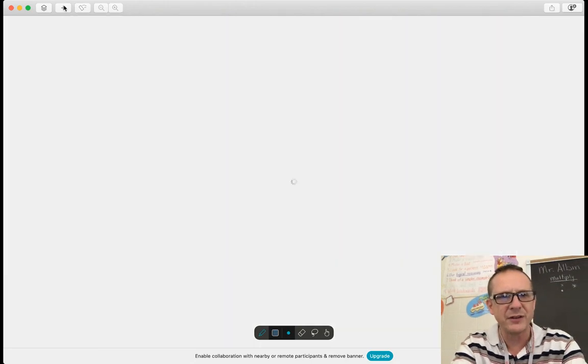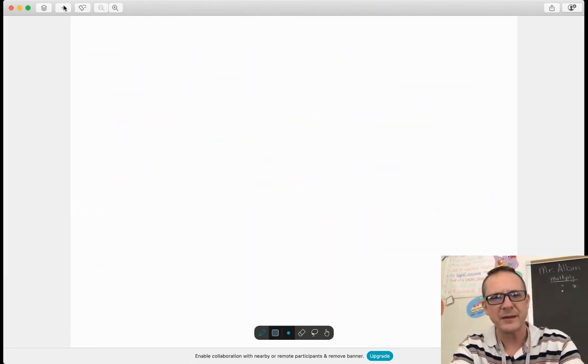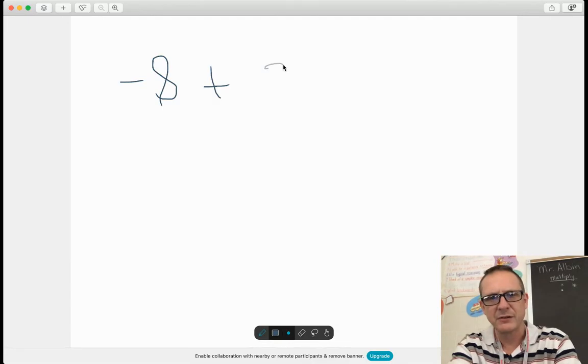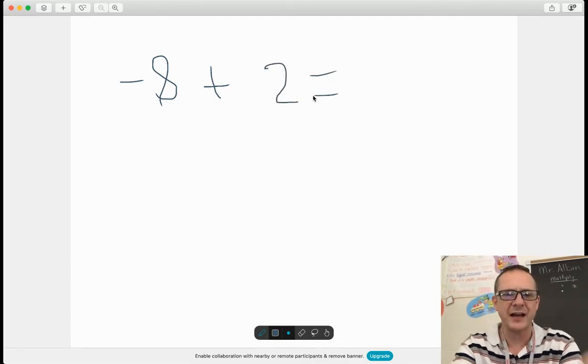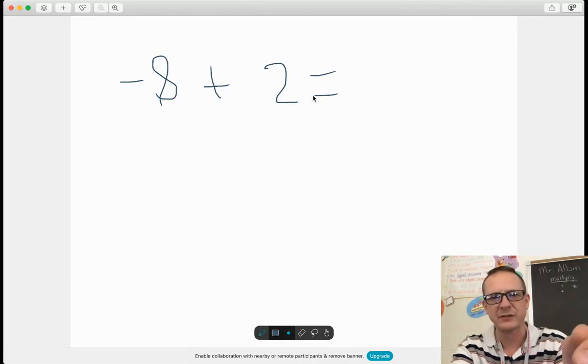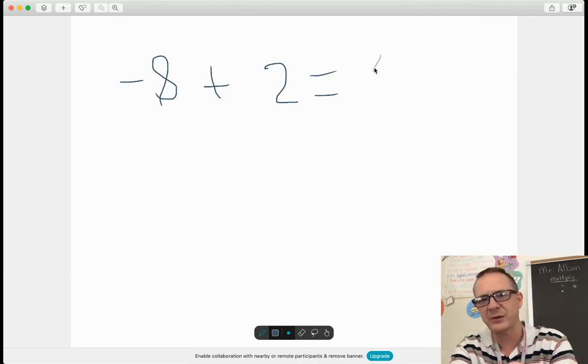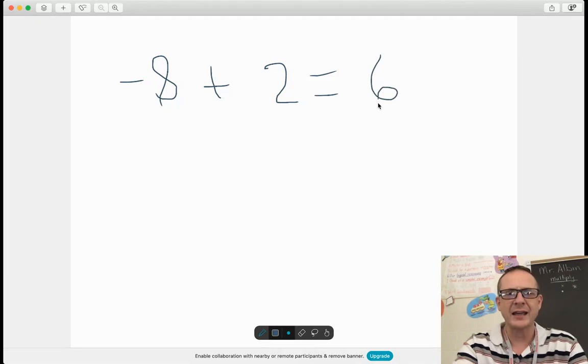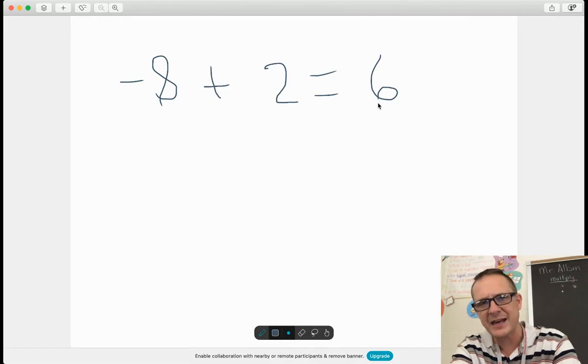Let's see if we have time for another problem. So if I take -8 plus 2, I see that the signs are different. One is negative and the other is positive. So I subtract the two numbers and I keep the sign of the number that is larger in magnitude. That is the negative sign.